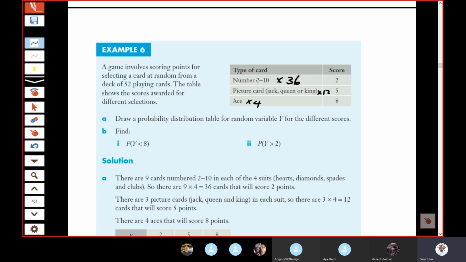What is the probability that I'm going to obtain a number that is between 2 to 10? Well, the probability of a number between 2 to 10 is 36 on 52. Your basic probability stuff that you've been doing, right? What's the probability of it being a picture card, jack, queen, or king? Well, that'll just be 12 out of 52. What's the probability of getting an ace? That's just 4 over 52.